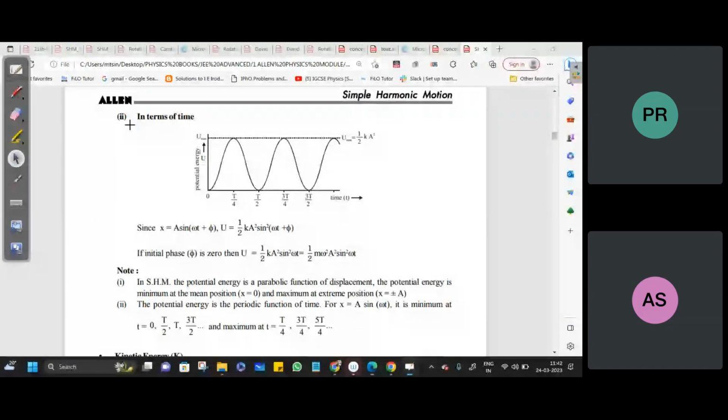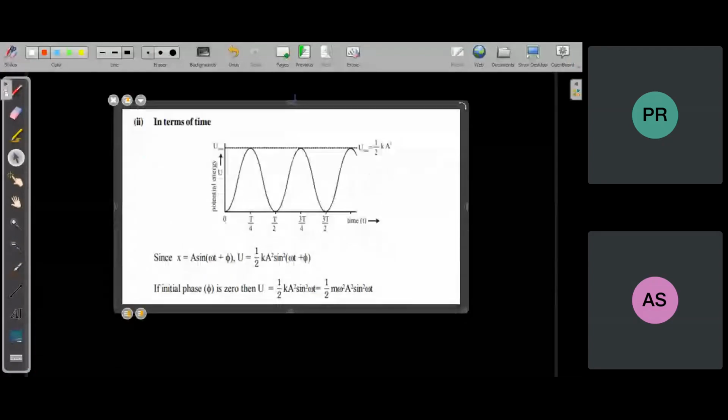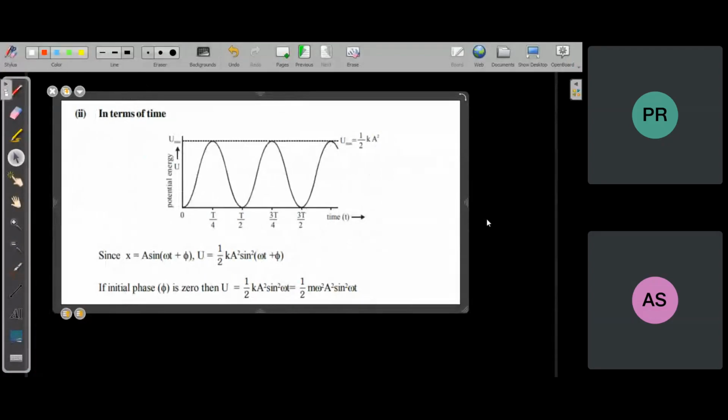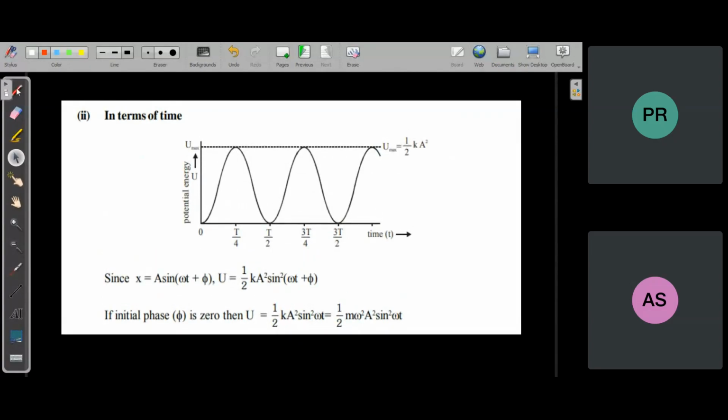Now, in terms of time, no problem. In the equation of potential energy, x is there. So just substitute x as A sine omega t plus phi. That's it. Just now we derived an equation. Now onwards, they have removed that constant U naught, and they have assumed that, okay, at mean position potential energy is zero.